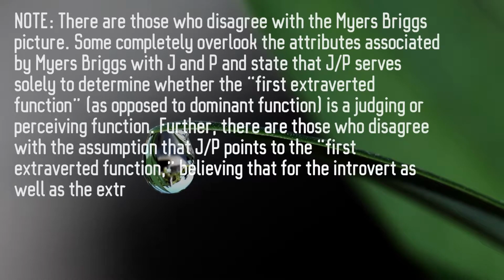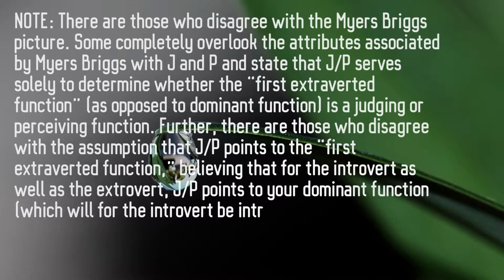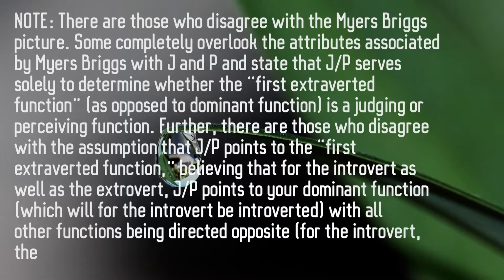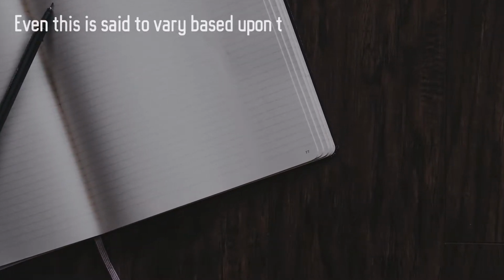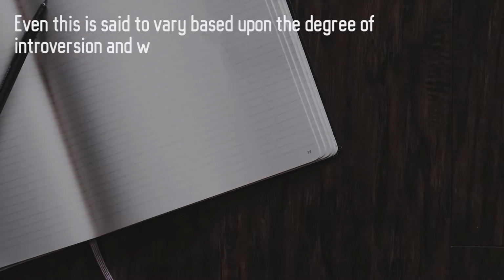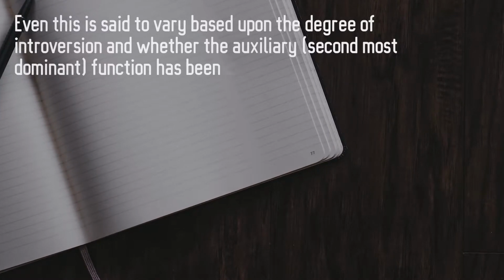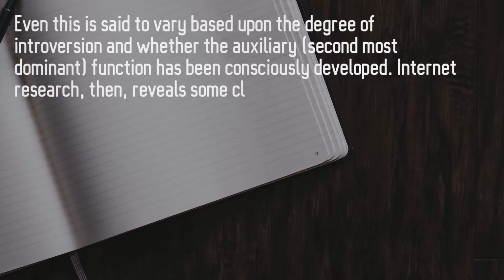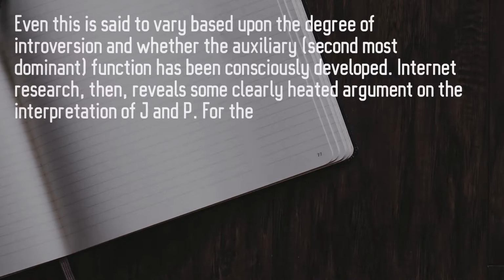for the introvert as well as the extrovert, J/P points to your dominant function, which will, for the introvert, be introverted, with all other functions being directed opposite. For the introvert, they will be extroverted, and much less pronounced. Even this is said to vary based upon the degree of introversion and whether the auxiliary, second most dominant, function has been consciously developed. Internet research, then, reveals some clearly heated argument on the interpretation of J and P. For the purpose of this book, we will stick with the Myers-Briggs interpretation.